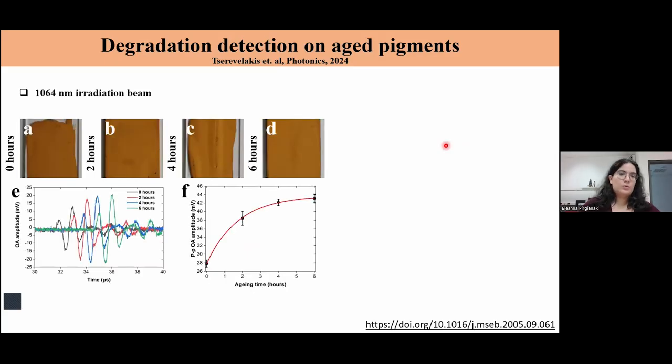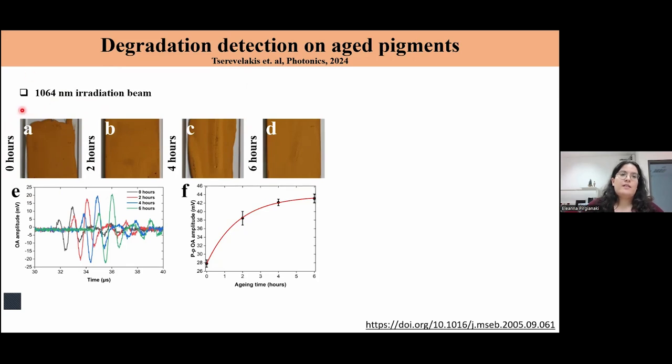Now we're moving on to the same general category, pigments and paints, but this time we wanted to check if the photoacoustic technique can detect degradation on the surface of the pigments related to aging phenomena. So what we did was create another series of mockups with ochre yellow, and we used egg yolk as a binding medium, and we artificially aged them thermally for 2 hours, 4 hours, and 6 hours, and we also kept one mockup as a reference.